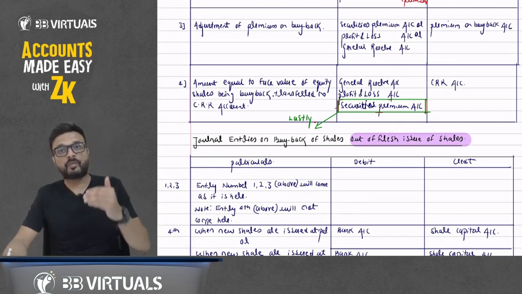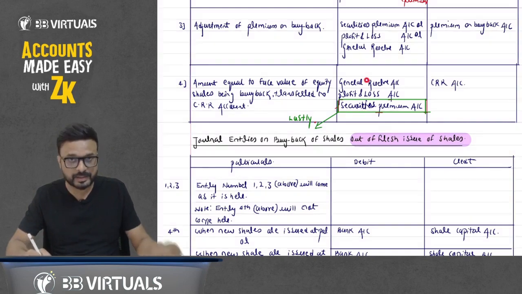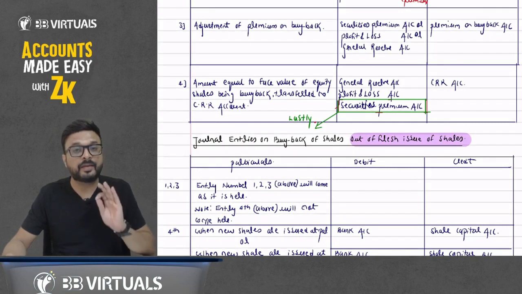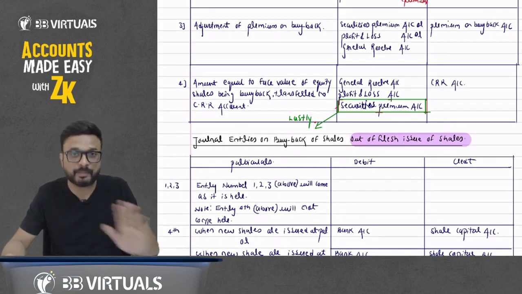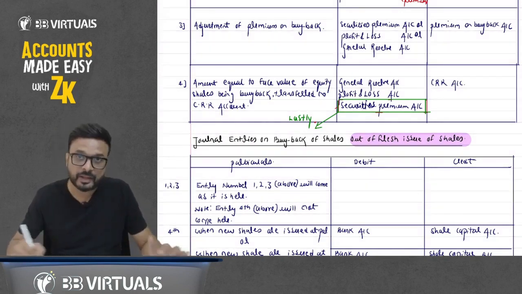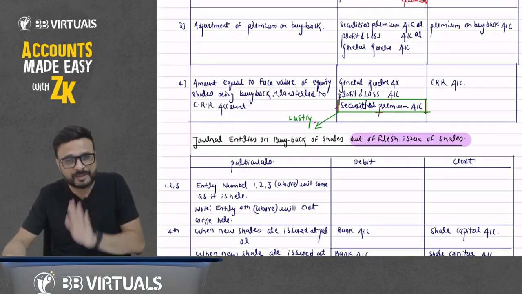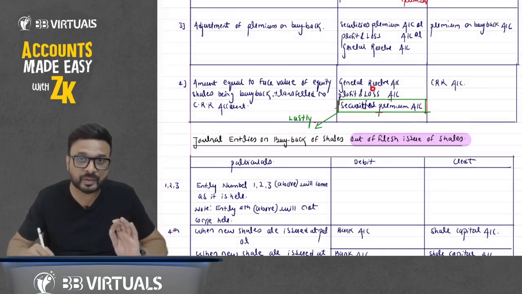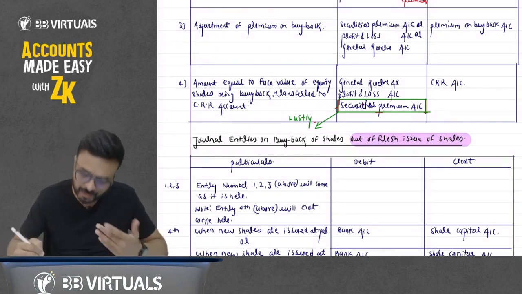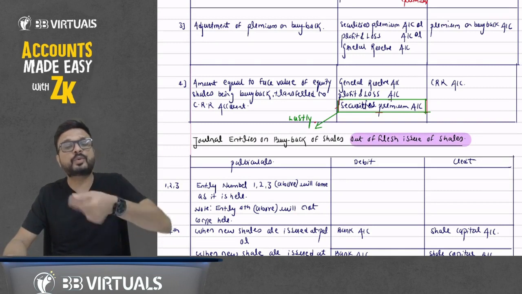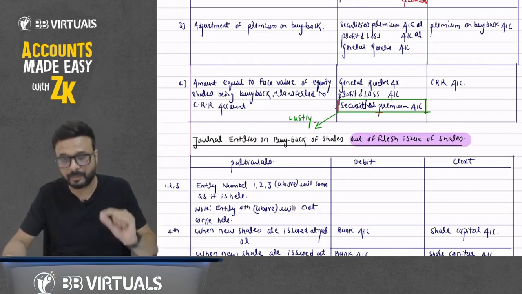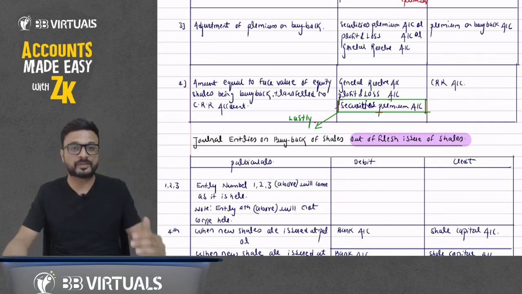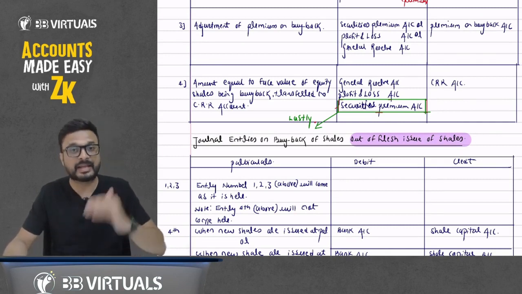What does it mean? First, we will adjust against general reserve, or you can call it revenue reserve, or profit and loss account surplus balance. If there is no sufficient balance in this free reserve, then only we will utilize securities premium account, because the same is done by ICAI also. In that case only we will utilize securities premium. Now understand it. How much we need to transfer to capital redemption reserve account is 10 lakh rupees.